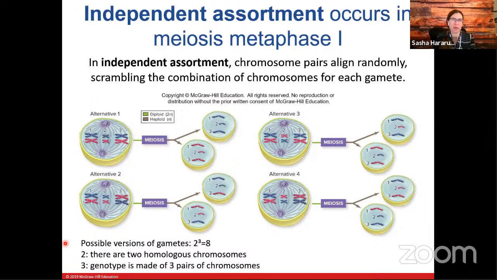One way, the first way, is crossing over. The second way is independent assortment of the chromosomes during metaphase 1. And the third way is random fertilization, but we're not there yet.